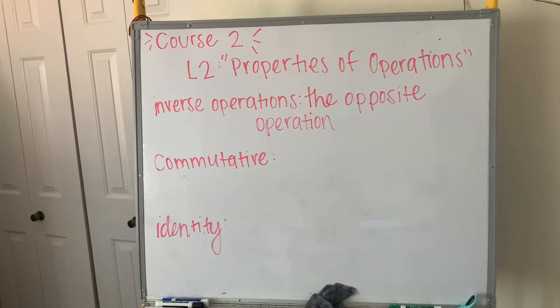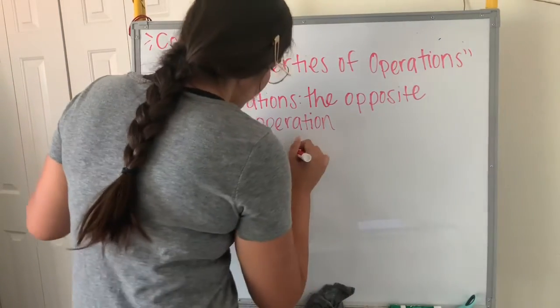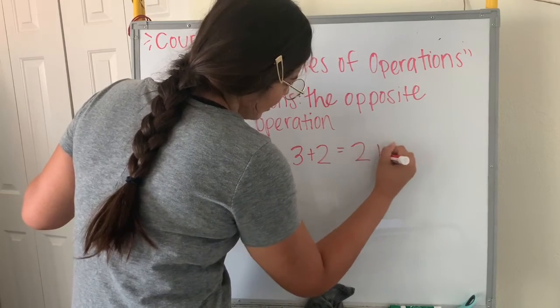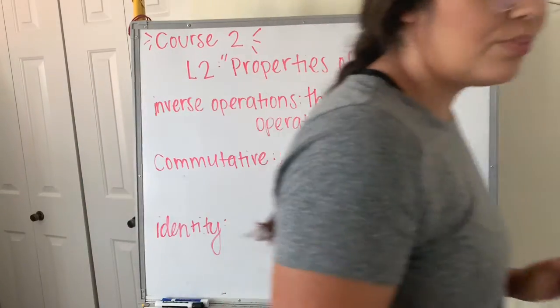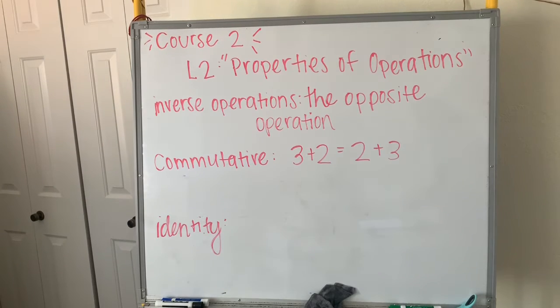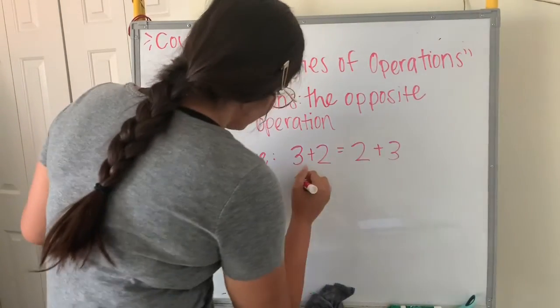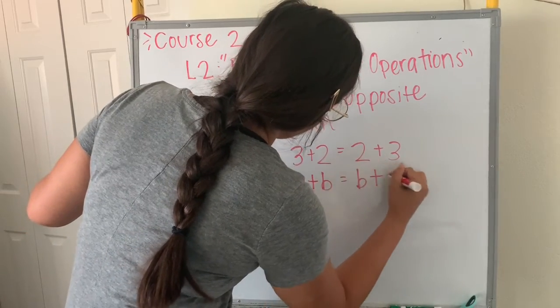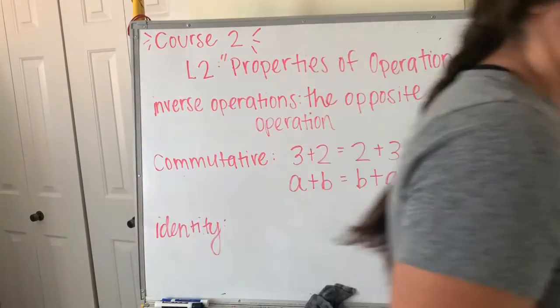Commutative means I can rotate the numbers and still get the same answer. So for example, 3 plus 2 is the same thing as 2 plus 3. The placement of the digits doesn't matter. My answer will still be 5. You might see it written as so. A plus B equals B plus A.